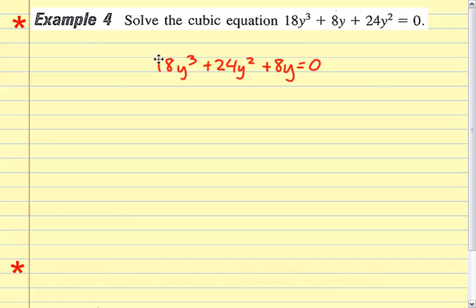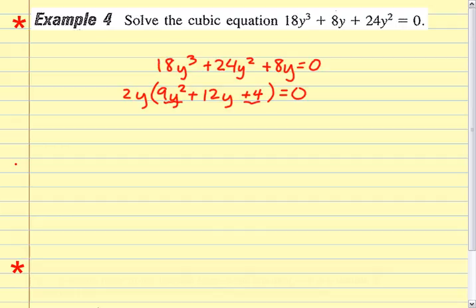Millet, what can I take out? You can take out 2y. I can certainly take out a 2 and a y. Okay? So then this is going to be 9y squared plus 12y plus 4 equals 0. Okay? Now, I could use the quadratic formula, or I could see, you know what?